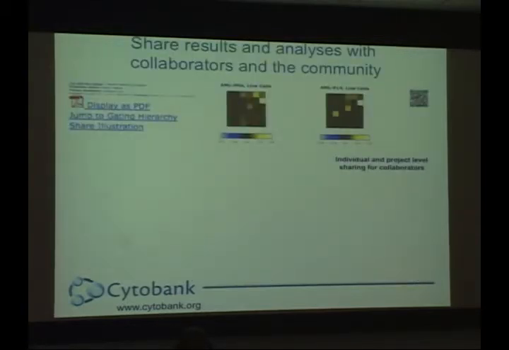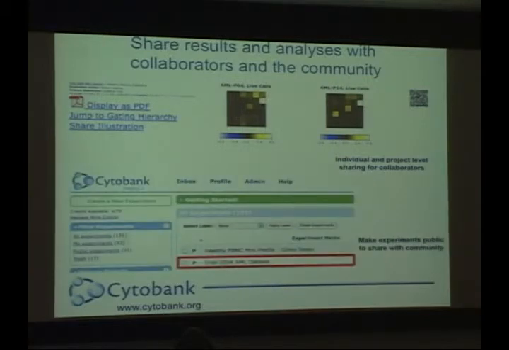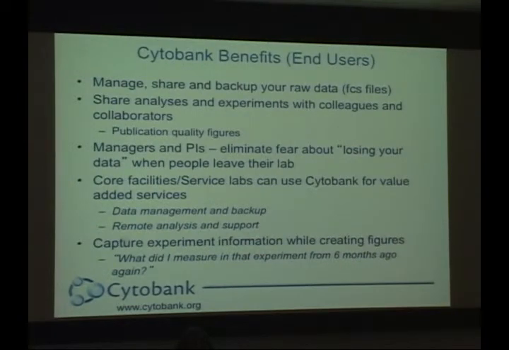And I didn't show you heat maps, so as you mouse over heat maps, you can see what the underlying data looks like. And then there's a variety of different ways to share this data. So again, everything's private until you're ready to share with someone, and then there's a variety of ways to control that type of access. And so again, kind of just summarizing, and this you can do pretty much using cytobank.org, manage, share, and backup your FCS files. You share analysis and experiments.